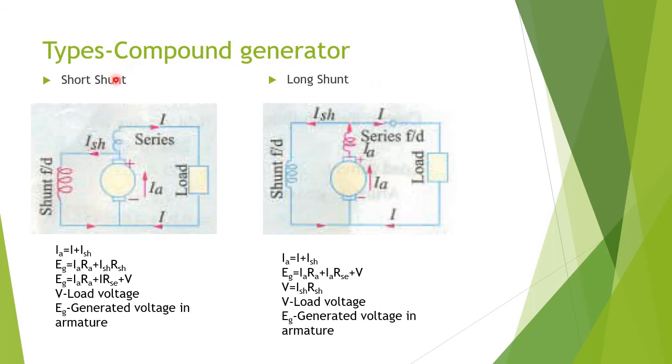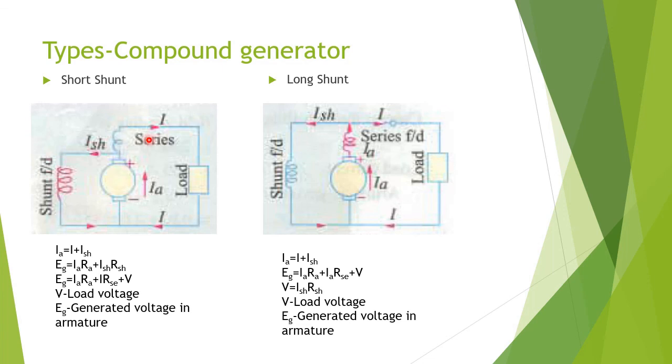In compound generator, there are two types: short shunt and long shunt. Compound generator means both the shunt field winding and series field windings are present. In short shunt, the shunt field windings are in parallel only with the armature. And now, here the currents are IA, ISH and I. The same thing, apply Kirchhoff's current law here: IA is equal to ISH plus I. Now write the KVL equation for this loop. The EMF induced EG is equal to the drop in the armature IARA plus the drop ISH RSH. So EG is equal to IARA plus ISH RSH.